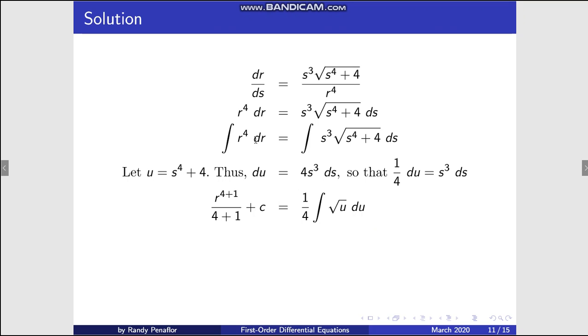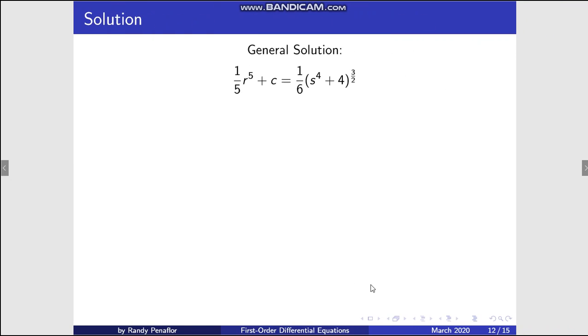The integral of r to the 4th dr equals r exponent 4 plus 1 over 4 plus 1 plus c. The square root of u is simply equal to u exponent 1/2. The integral of u exponent 1/2 du equals u exponent 1/2 plus 1 over 1/2 plus 1. Thus, we get r to the 5th power over 5 plus c equals 1/4 times u exponent 3/2 over 3/2. Simplifying this, we get our general solution.